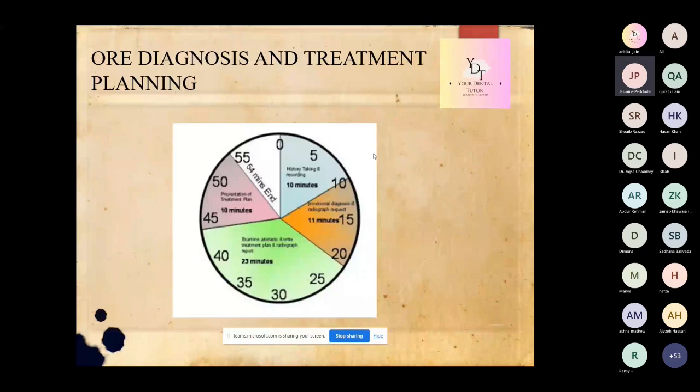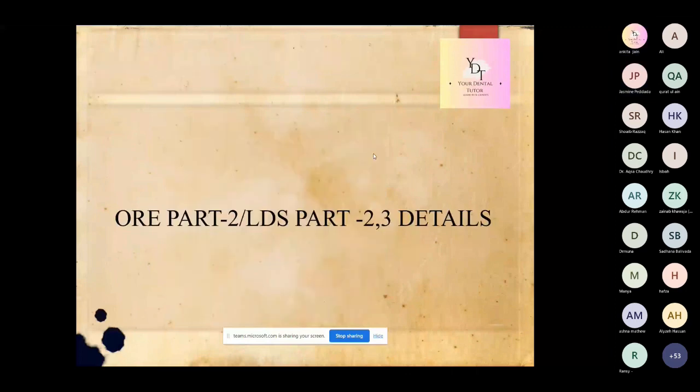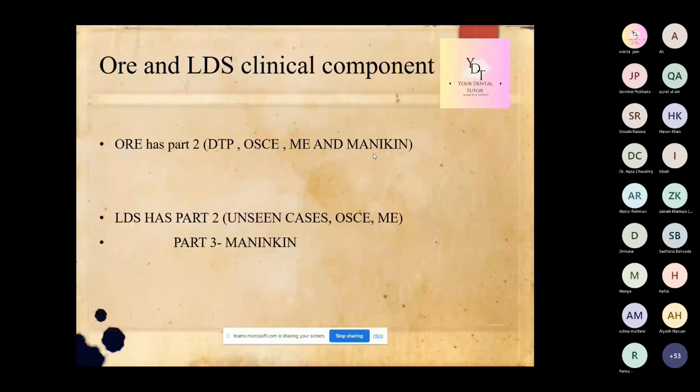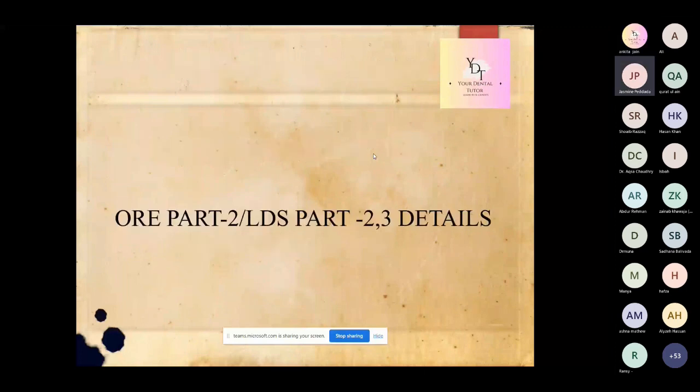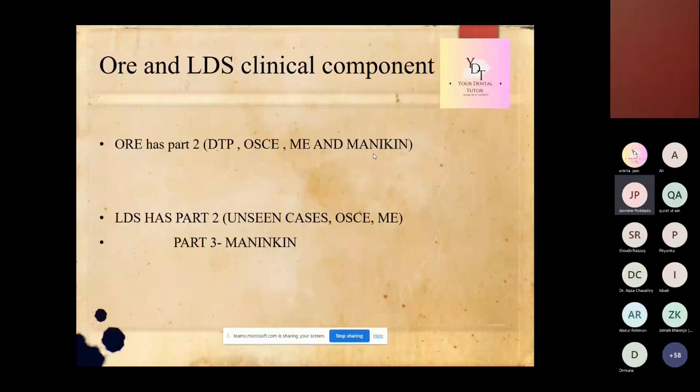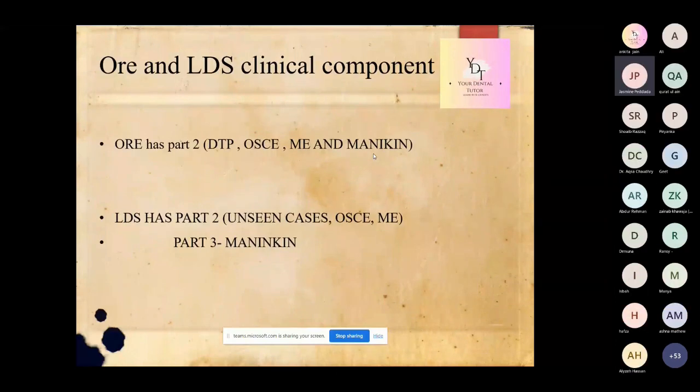Now for LDS, once you clear part one, Dr. Ankita, can we go to the previous slide, please? Sure. The slide after, sorry. Yes, thank you. Oh, okay, this one. For the LDS, the same exam. Sorry, the slide that was there before this one, please. Yeah, this one. Please hold on to this one. Thank you.